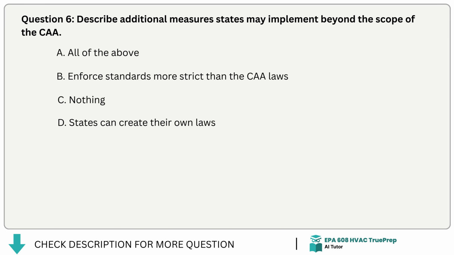Question 6. Describe additional measures states may implement beyond the scope of the CAA. A. All of the above. B. Enforce standards more strict than the CAA laws. C. Nothing. D. States can create their own laws. The correct answer is B. Enforce standards more strict than the CAA laws.